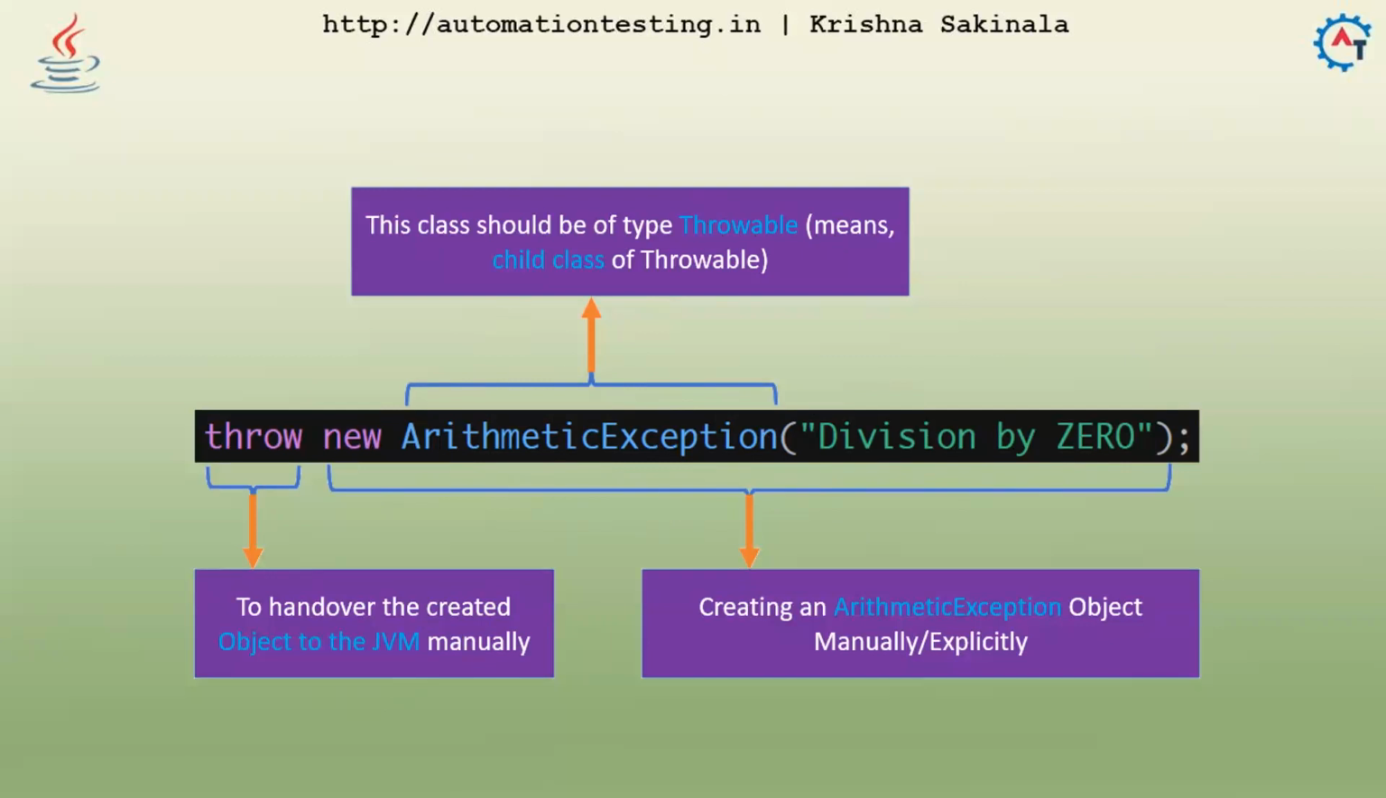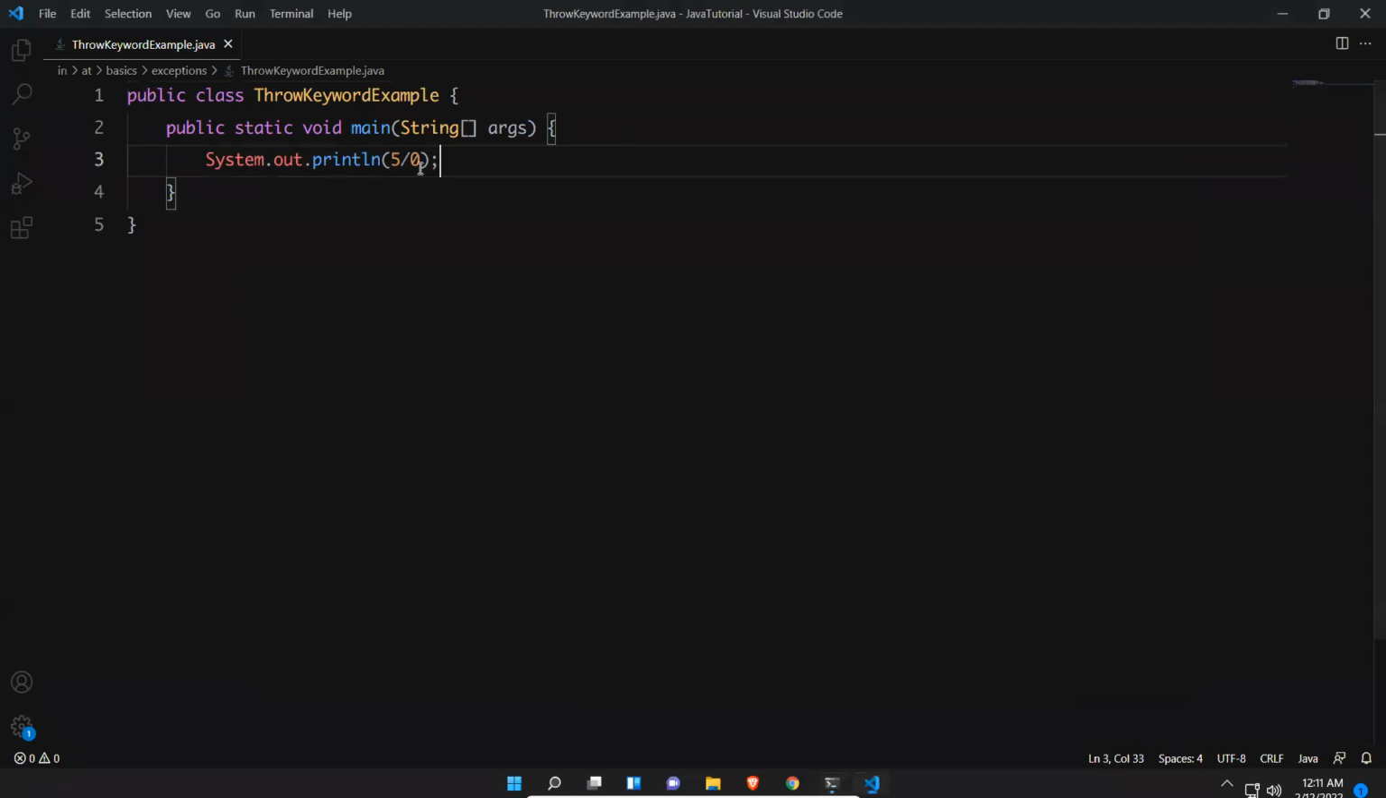So let me go to Visual Studio Code. Here I have created a class called ThrowKeywordExample. I have written something simple: System.out.println(5/0). I'm not using any try-catch. So how will it be handled? In one of our previous videos, we saw the default exception handler. The JVM will delegate this task to the default exception handler, which will take care of it and print ArithmeticException.